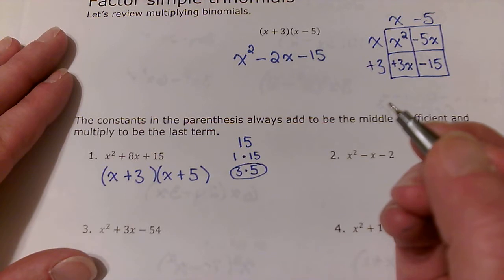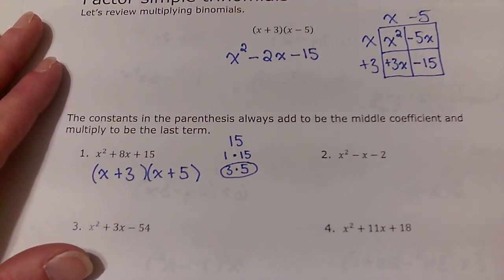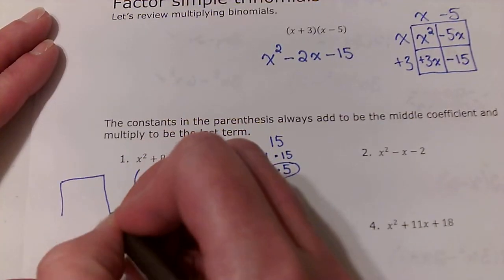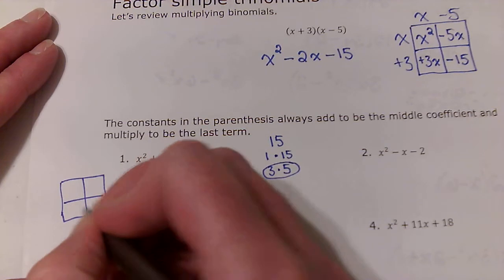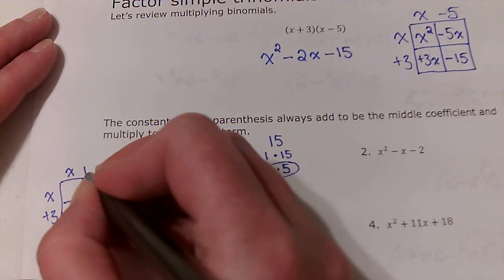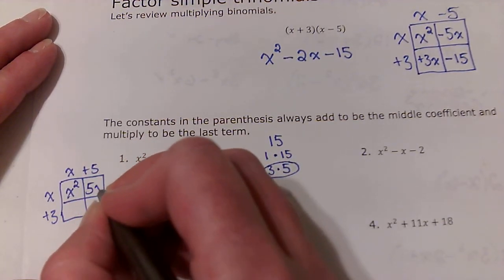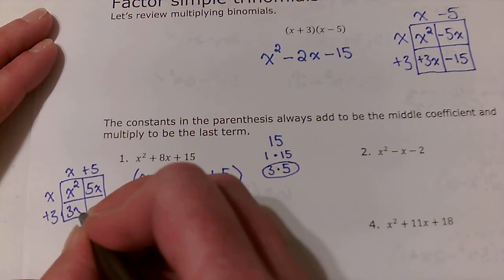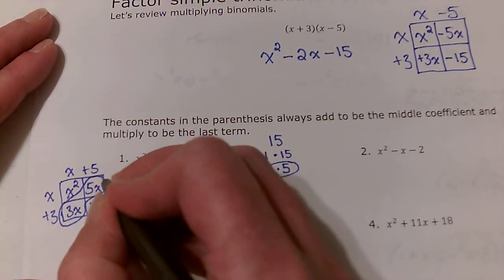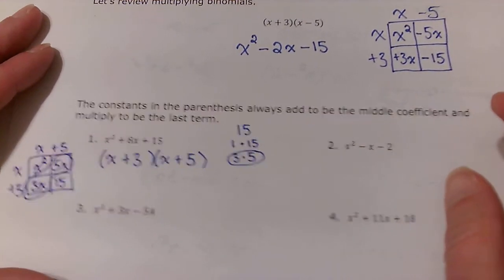Now you could double check by making your box and multiplying them back together. So I'm even going to show checking your work. X plus 3, x plus 5, x squared, 5x. So it'd be 3x and 15. My like terms do add to be 8x, and I do have 15 as the constant.